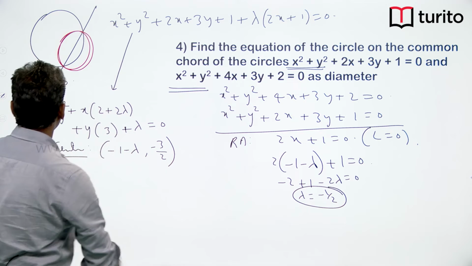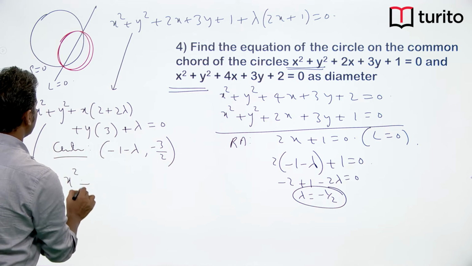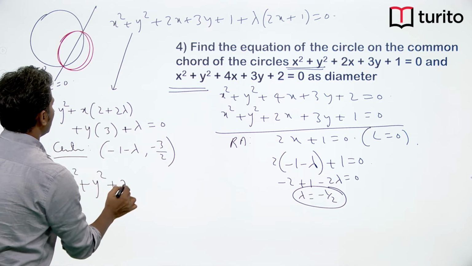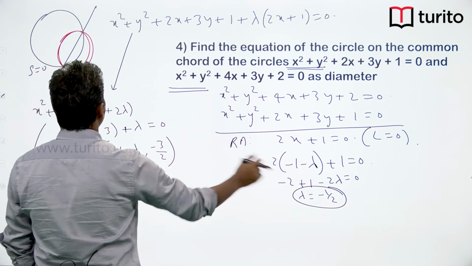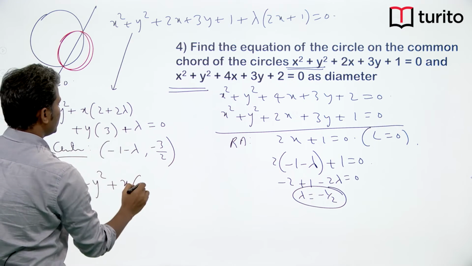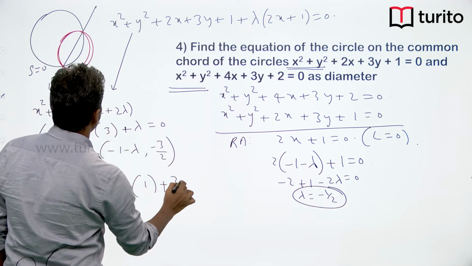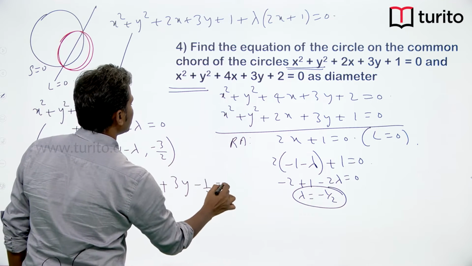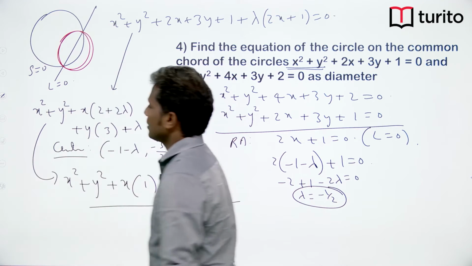Okay. So the answer will be like x square plus y square plus x into, for lambda I have to substitute minus 1 by 2, which will give me 1 here, plus 3y minus 1 by 2 equal to 0. So this will be the answer.